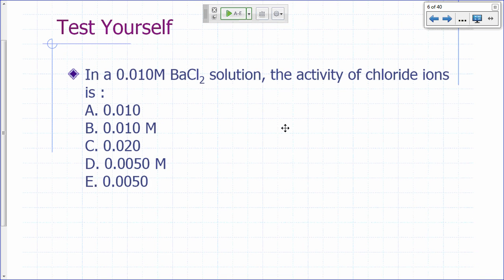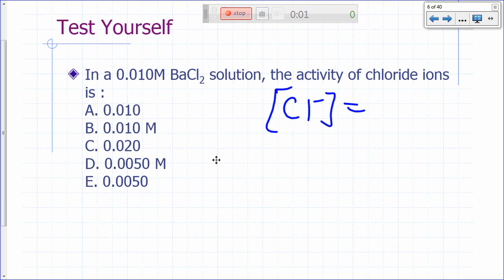Okay. So here's a quick question. If you have a 0.01 molar barium chloride solution, what would be the activity of chloride ions? In other words, what would be the molar concentration of chloride ions? Remember the brackets mean concentration in moles per liter, right? So what's the numerical value of the concentration of chloride ions in a 0.010 molar barium chloride solution? Is it A, 0.010, and so on? Okay. Let's go ahead and do a poll.